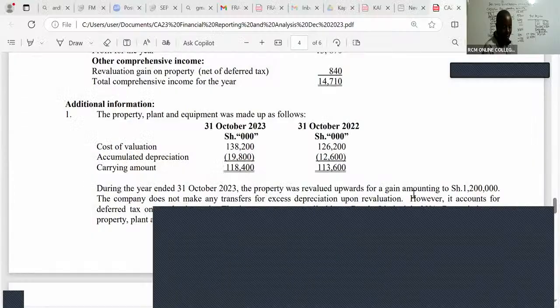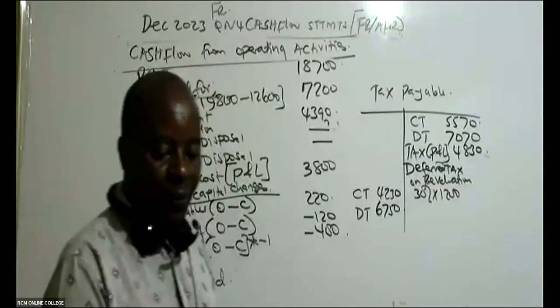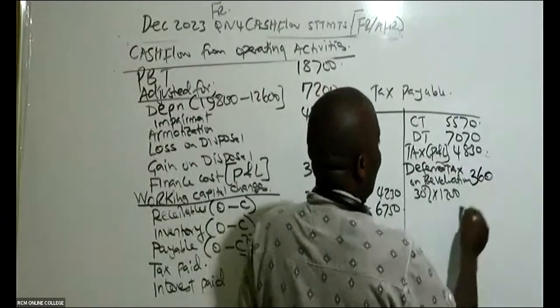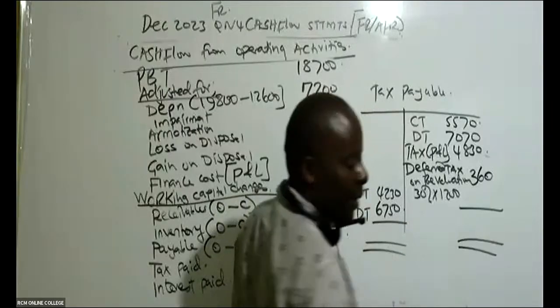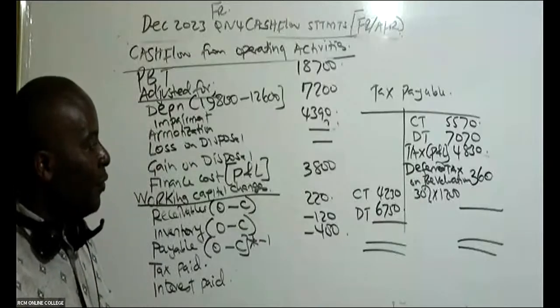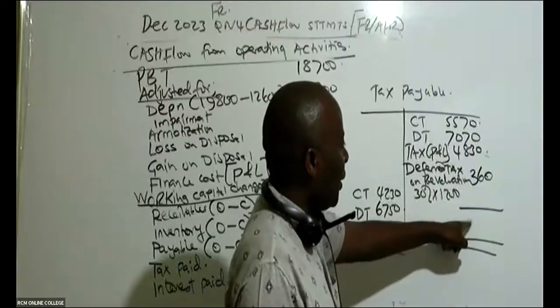You can see in this case there is a revaluation of 1,200, and the rate of tax is 30%. So can you kindly give me this figure? 360. So this is 360, and that is it. Now give me the balancing figure. I don't know which side is heavier. Of course, it will be this side. Please add everything on this side.